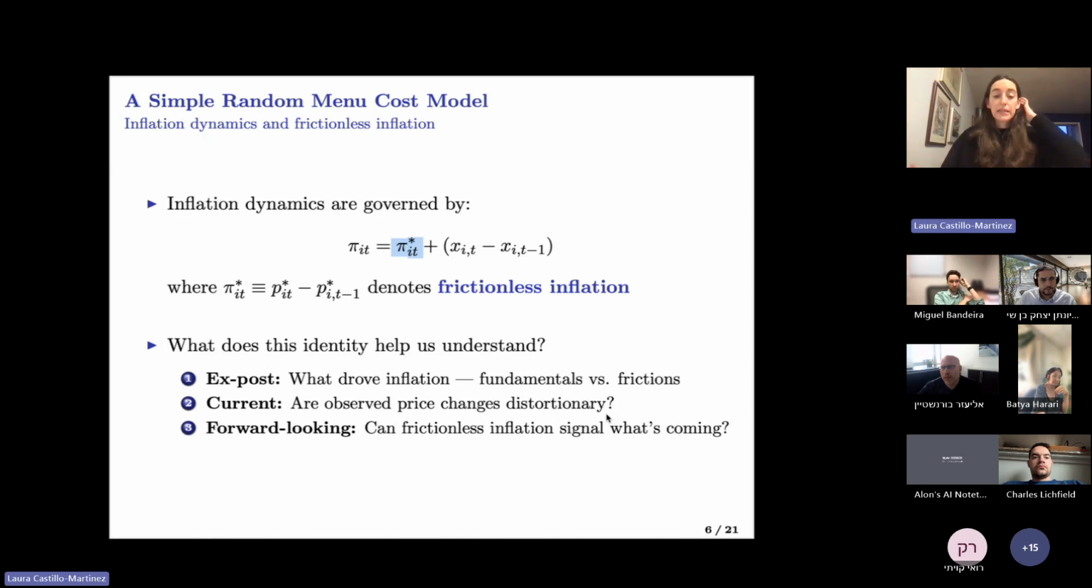It's not that it would be zero. There's still going to be some frictionless inflation. It's just that how distortionary that frictionless inflation is would be constant over time and would be picked up just by the friction. With menu cost models, that might be changing, and that's why we think that on the current measure, you could have this decomposition of how bad it is currently.